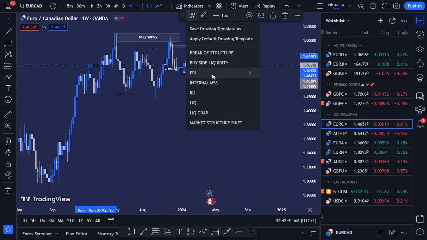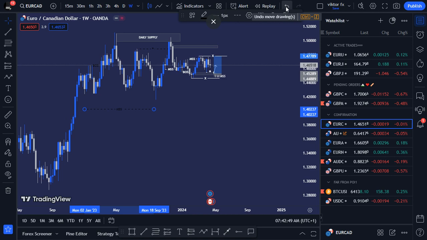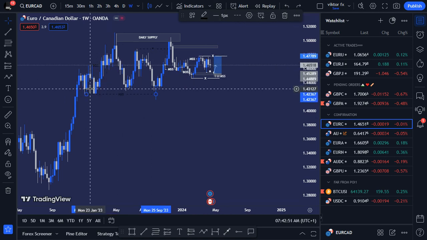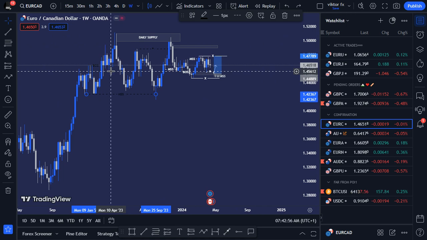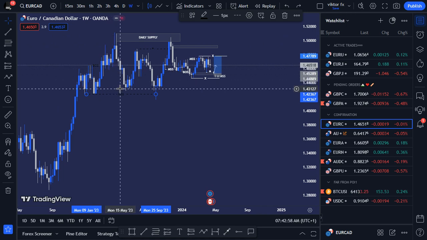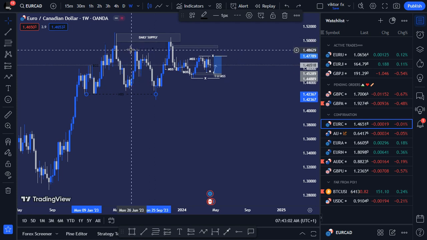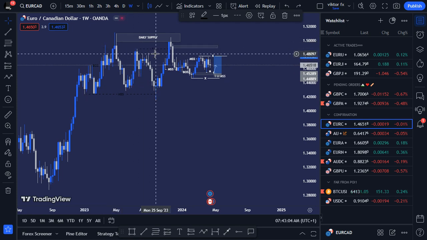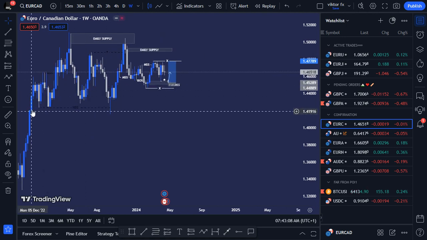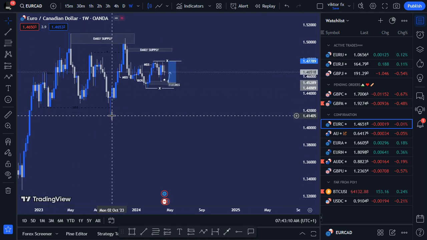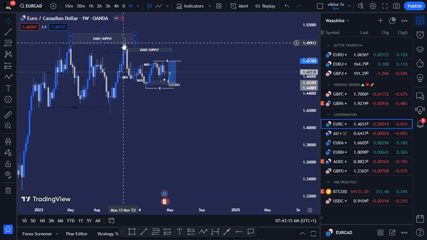Price broke structure there, broke structure again here, and price came down, changed character around the zone, and moved to the downside. Price pushed higher to create liquidity to trap sellers in the market, and also equal lows right here. Price came down, swept these lows, pushed higher, took out this liquidity, and tapped this daily order block.